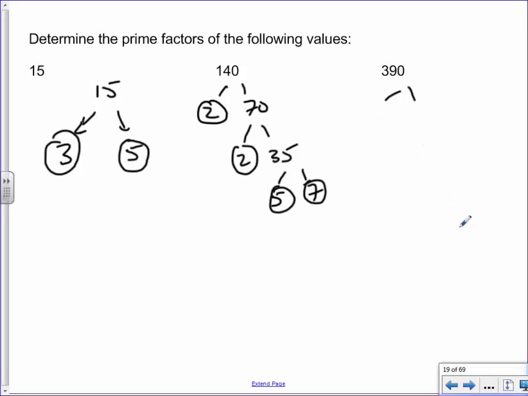Here's another strategy that might work. It ends in a 0. Anything that ends in a 0 is guaranteed to be divisible by 10. So you could have tried 39 by 10. Well, 10 is 5 by 2. 39 is 13 by 3. Again, it doesn't really matter. Here's good.